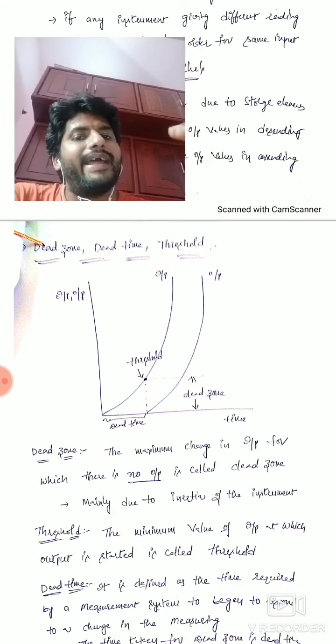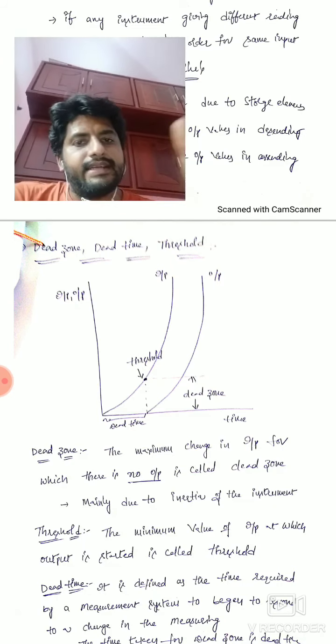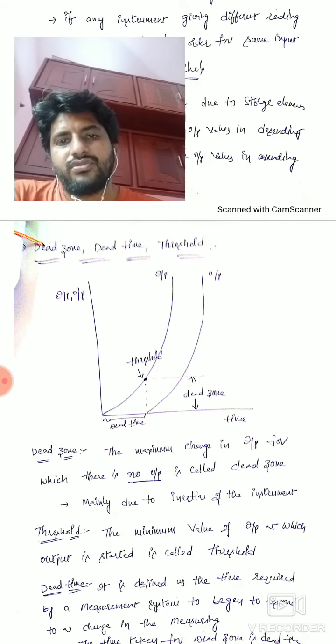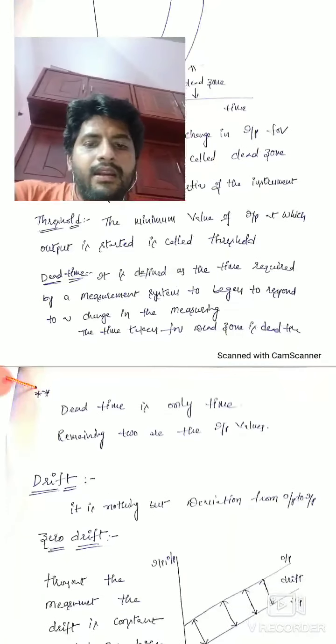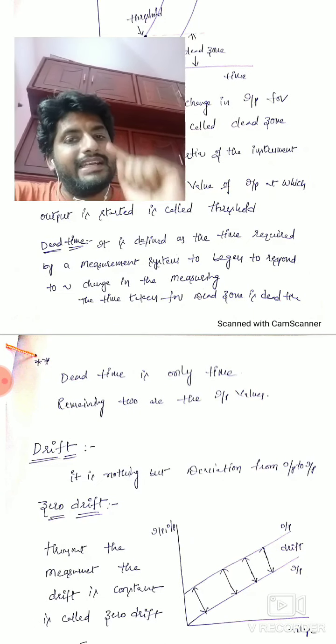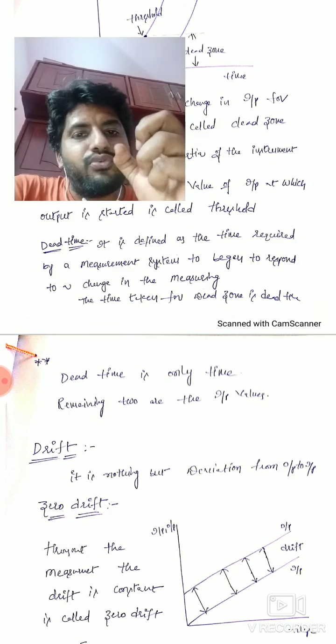So up to where my output starts, right? I think you clearly understand dead zone. What is dead zone? What is dead time and threshold, right? Now there is one important point. Dead zone, threshold, both are input values.